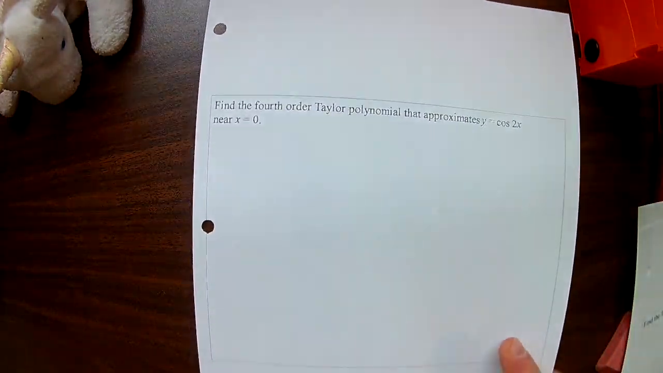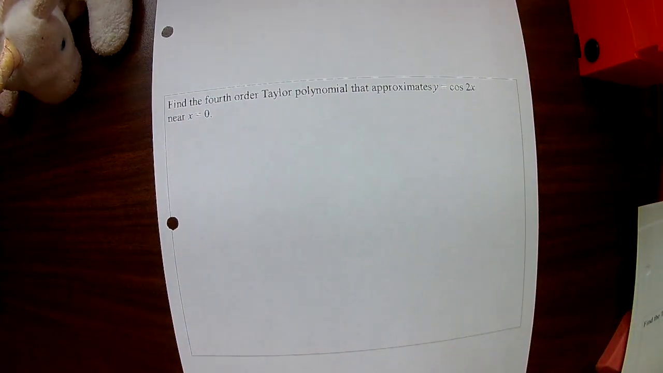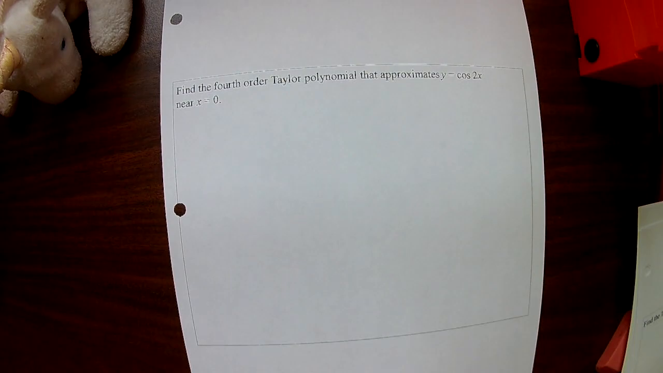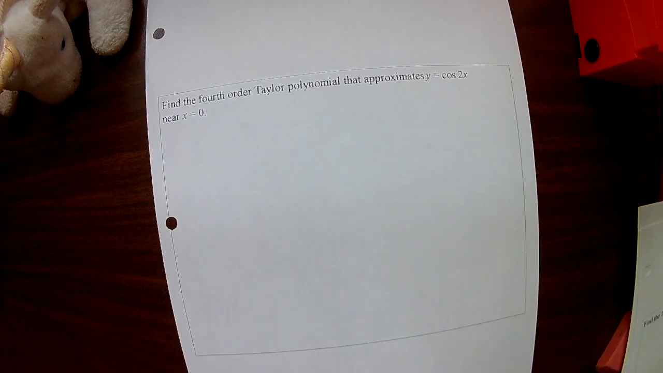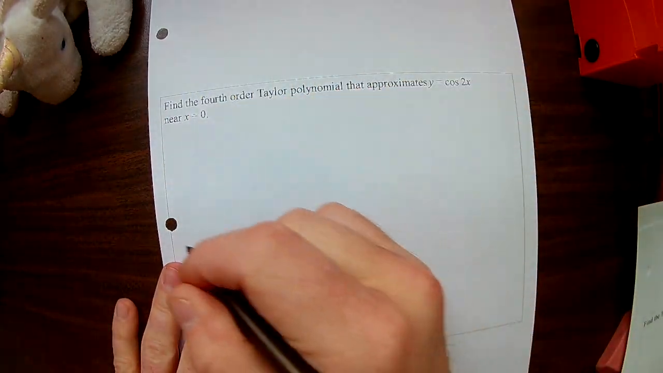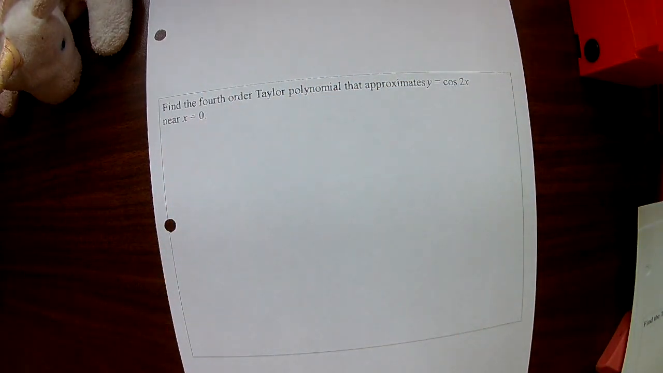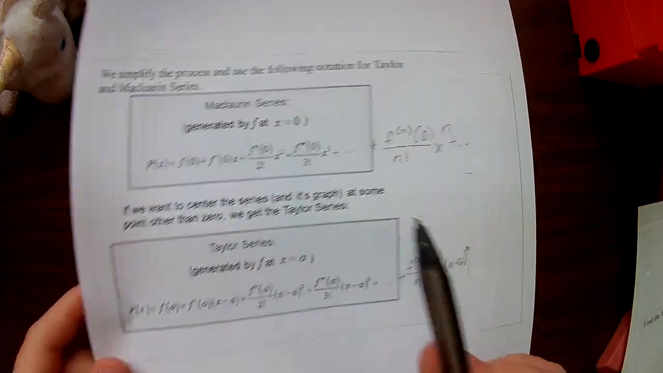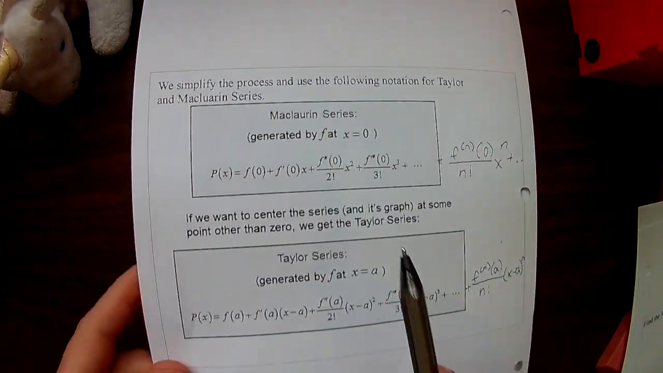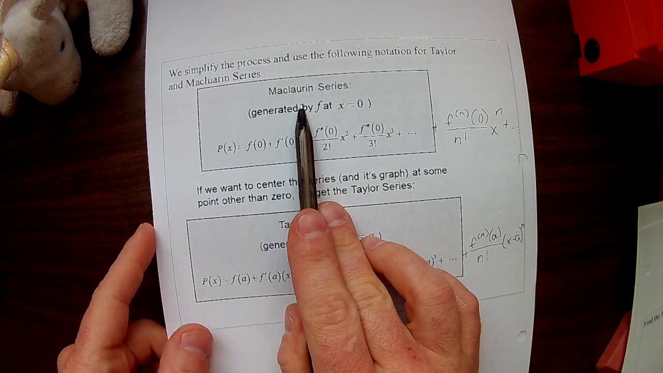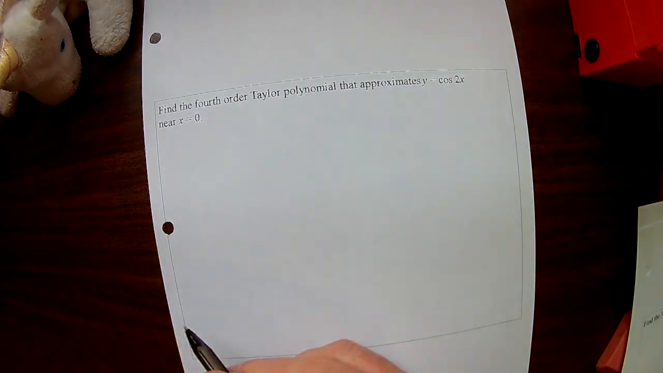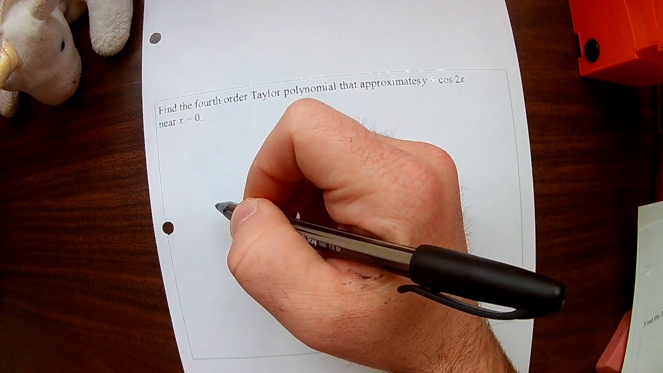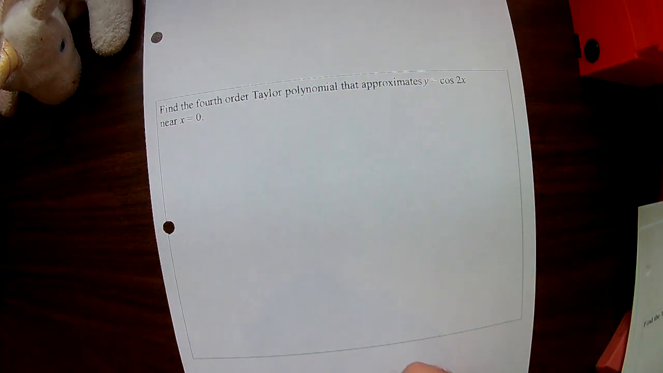Alright, cool. Fourth order Taylor polynomial that approximates y equals cosine of 2x near x equals 0. I'm just going to run through the quick work to do this. Here, I know that in order to use this formula, and again, since I'm centered near 0, that's going to be a Maclaurin series. All I have to do to find the fourth order is find f of 0, f prime of 0, f double prime, all the way up to the fourth derivative at 0.